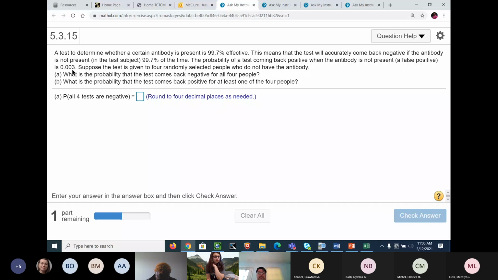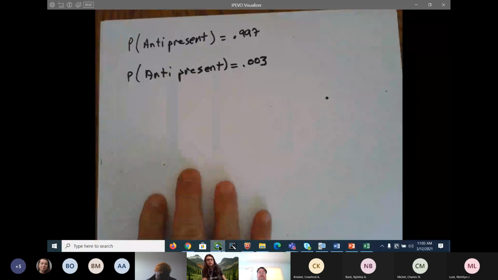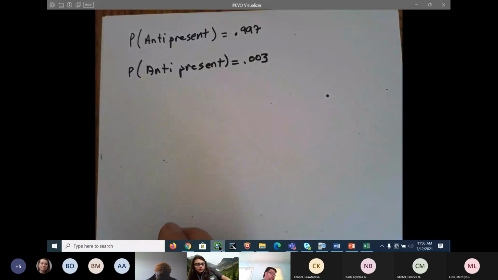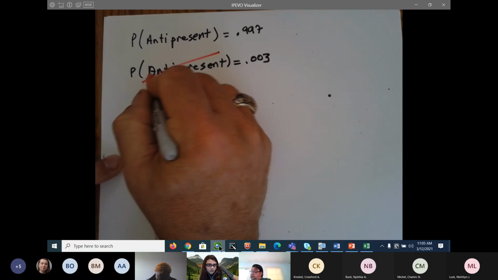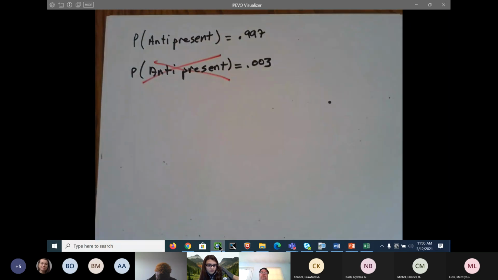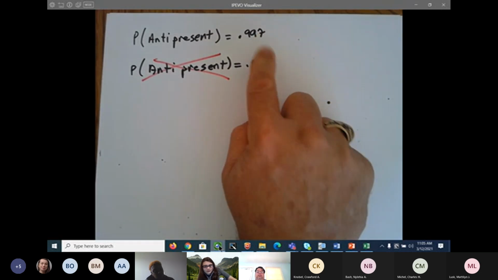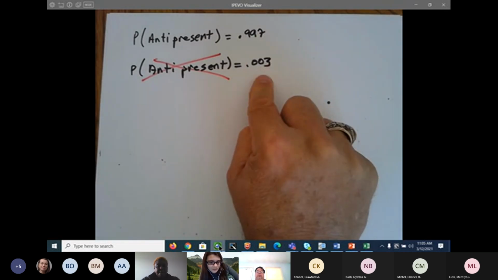So this is the first thing that I would write down. I told you that in the last problem right there. So what am I going to put through the second anti-present? I'm going to put a big red X. Okay, so you've got the probability and its complement.